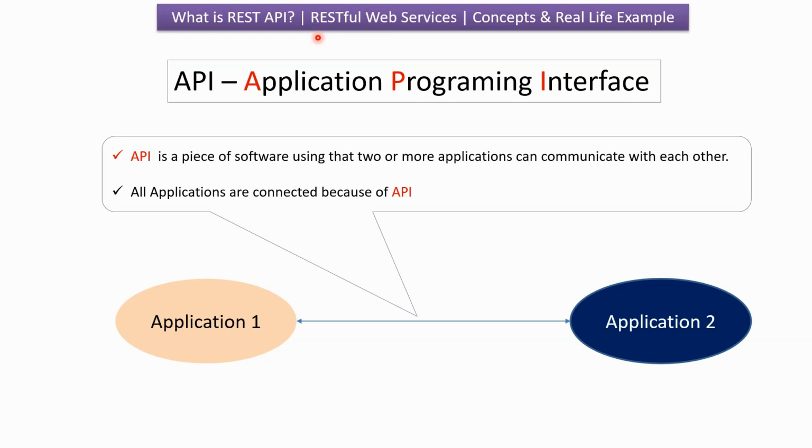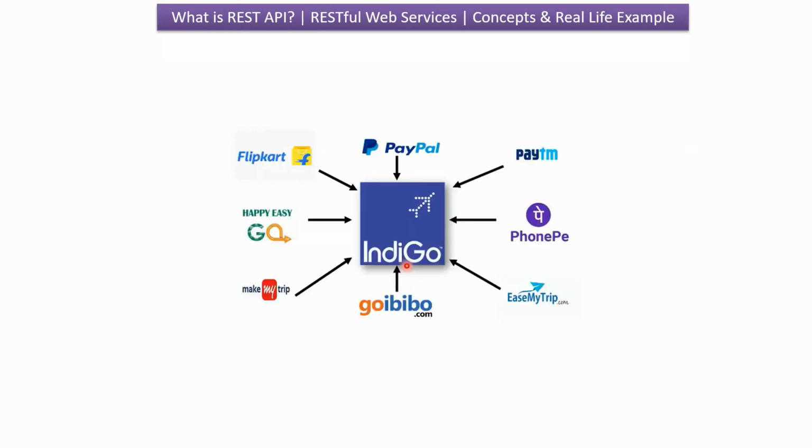In this video tutorial I will explain what is REST API and RESTful Web Services. First we will see what is API. API is nothing but Application Programming Interface. API is a piece of software using which two or more applications can communicate with each other. And currently all applications are connected because of API.